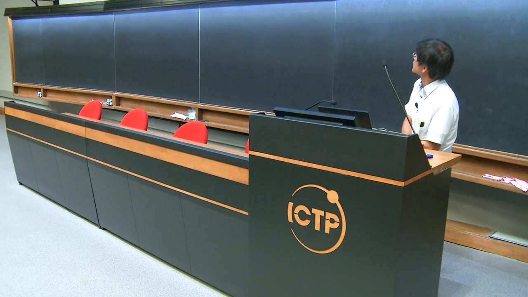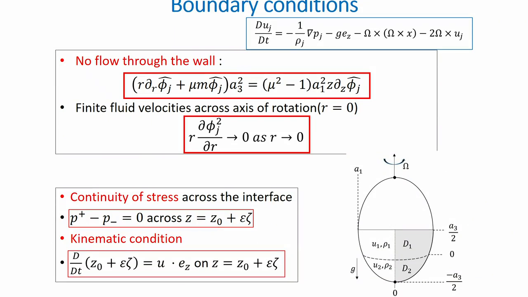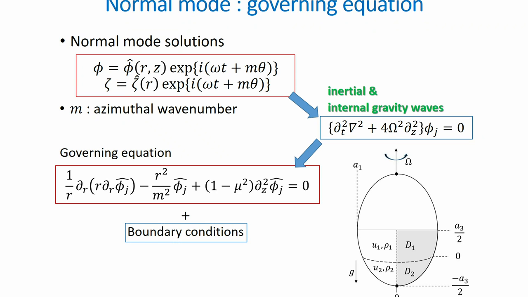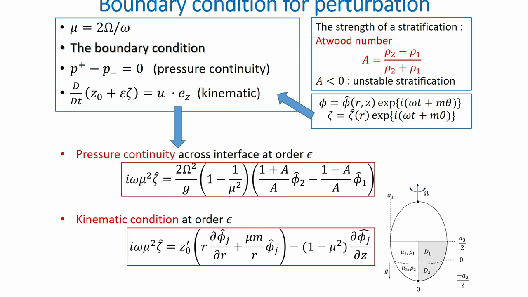The boundary condition is just no flow through the wall, and also no singularity on the central axis. And at the interface, pressure is continuous, and the kinematic boundary condition should be satisfied. And we want to know the growth rate, and then you may assume linear stability. Then you may assume the normal mode. The governing equation becomes this form. Then you may solve this equation with the boundary conditions in the following form. Yes, the pressure continuity across the interface takes this form, and the kinematic boundary condition takes this form, by substituting the perturbation into the boundary conditions.